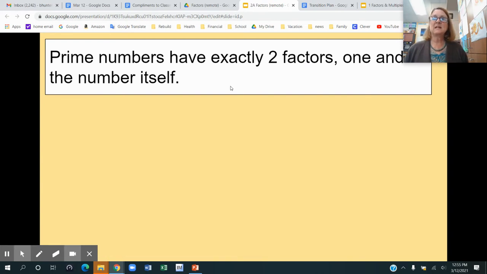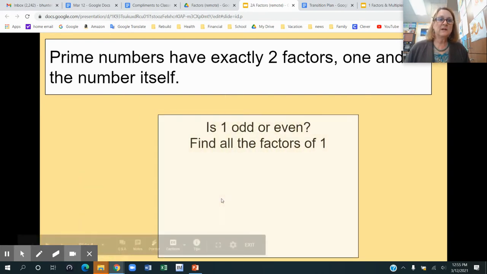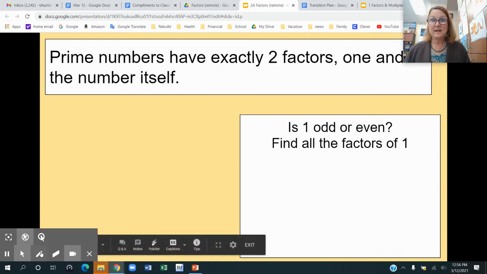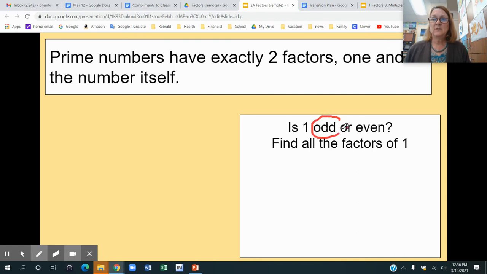Okay, prime numbers have exactly 2 factors, 1 and the number itself. So is 1 odd or even, and how many factors does 1 have? Let's think about that one. This is a strange one. Well, we know 1 is odd, right? How many ways can we make 1 using multiplication? 1 times 1 is 1, right? What about 1 times 2? No, it's 2. 1 times 3? No. 1 times 4. 1 times any other number is going to be that number itself, right?